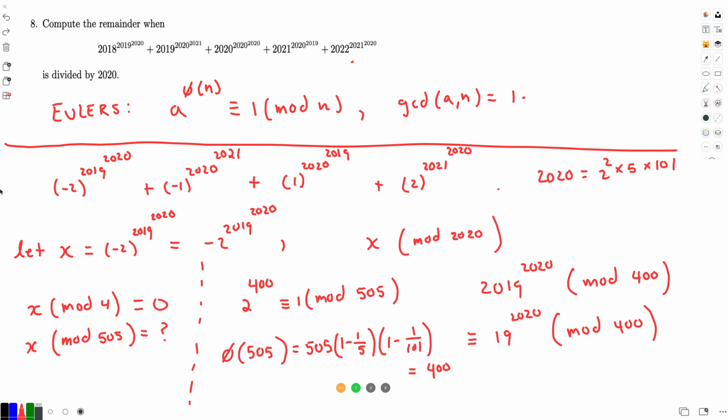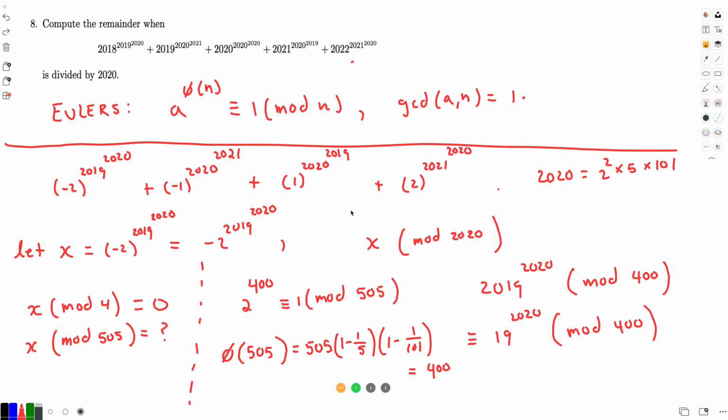Over here, this is the 2021 Stanford Math Tournament Number Theory section, question number 8. Here's a view of this problem. Compute the remainder when this expression is divided by 2020. So one strategy we need to know is Euler's theorem, which states that a to the power of phi of n is congruent to 1 mod n, where our base a and the modulus n are relatively prime.